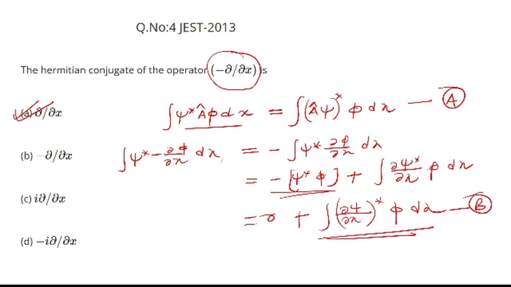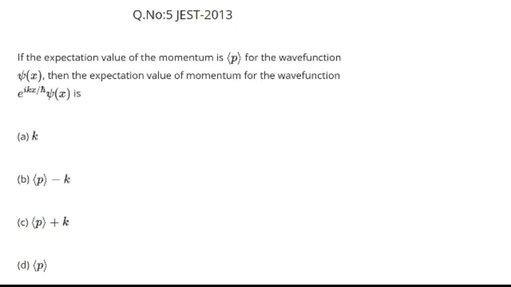Okay, next problem. If the expectation value of the momentum operator is p for the wave function psi of x, that means if we operate the momentum operator on psi of x, it gives the expectation value, this is the expectation value, and again psi of x.